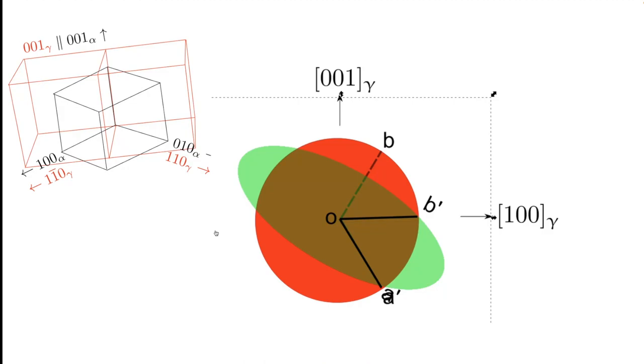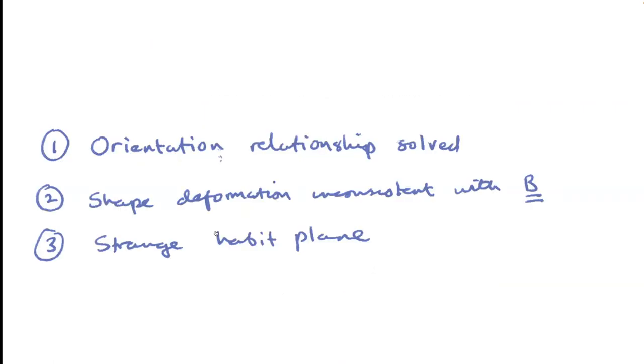Of course, we haven't explained the fact that when we observe the deformation, it seems to leave a complete plane unchanged as a consequence of the Bain strain and the rigid body rotation. So we have solved the orientation relationship, but the observed shape deformation is inconsistent with the Bain strain and rigid body rotation, which only leave one line completely coherent, and we haven't solved this problem, that the habit plane is a strange habit plane.